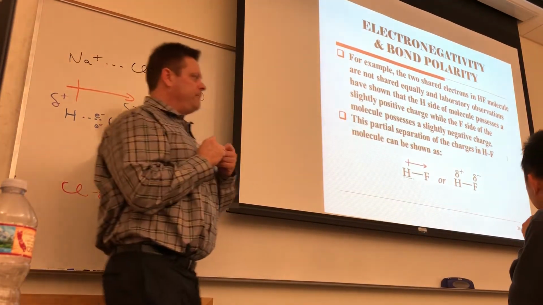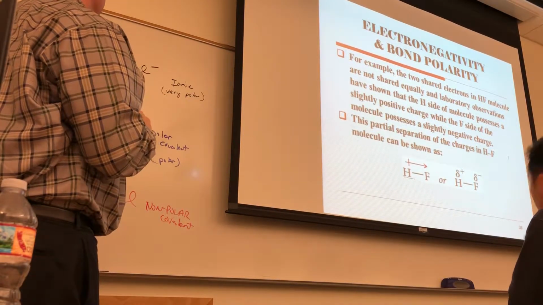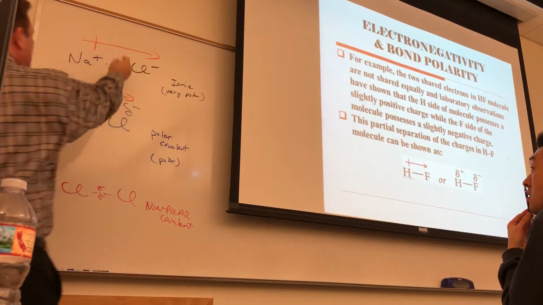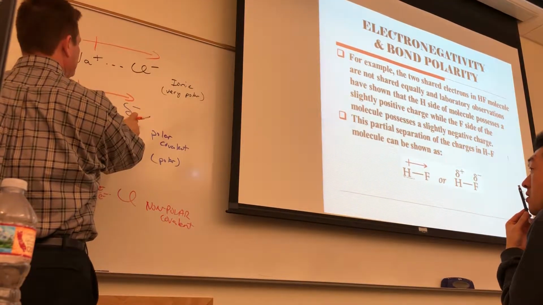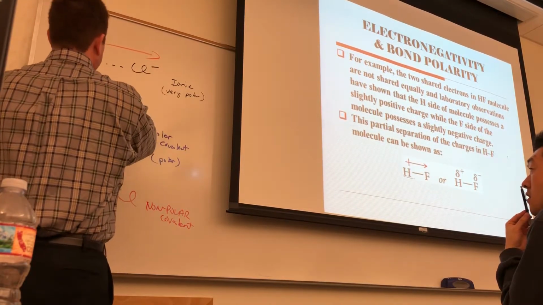Quick question about that. Are those only done on partial polar, or can they be done on the very polar, like ionic bonds? Same thing here, even though this one is really obvious, this one is not. So this representation can be used for that too. This is already known. Okay. So usually you'll see it here.